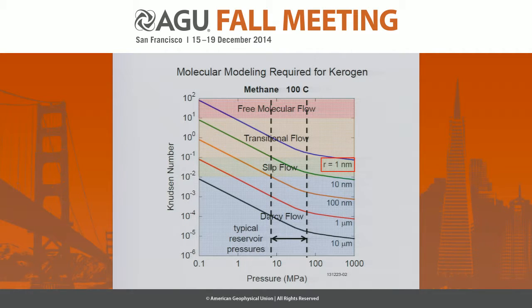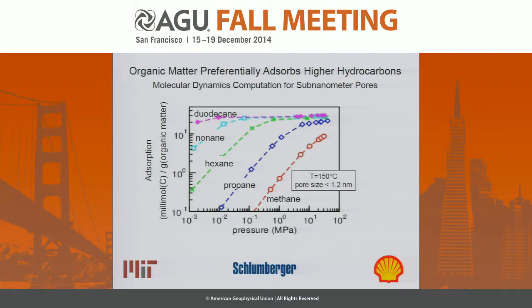And so for that nanoporous and subnanoporous pore space in the kerogen, and for typical reservoir pressures, which are roughly between 10 and 100 megapascals, we are comfortably in, or uncomfortably in, this transition flow regime where none of the simple theories are going to be helpful. And that's where the molecular dynamics calculations really come into their own. So let's look at some of those calculations.